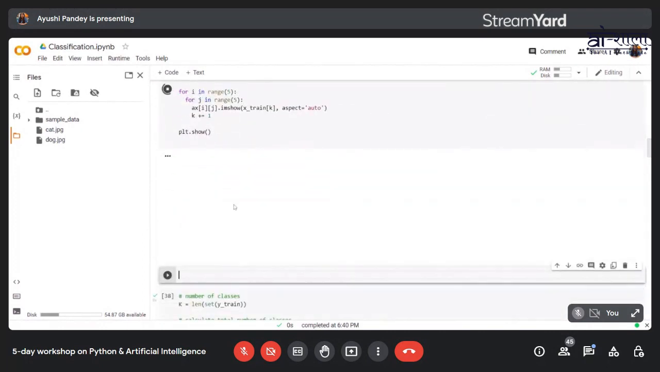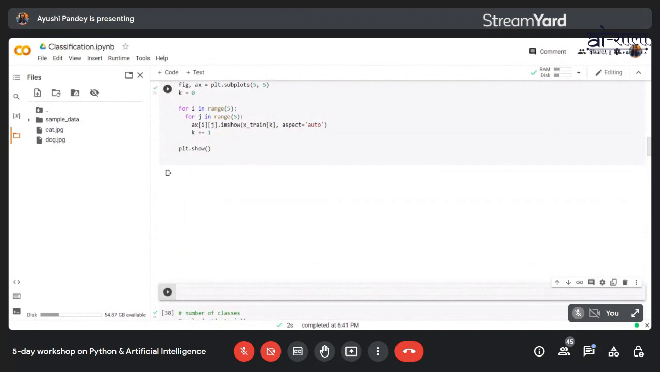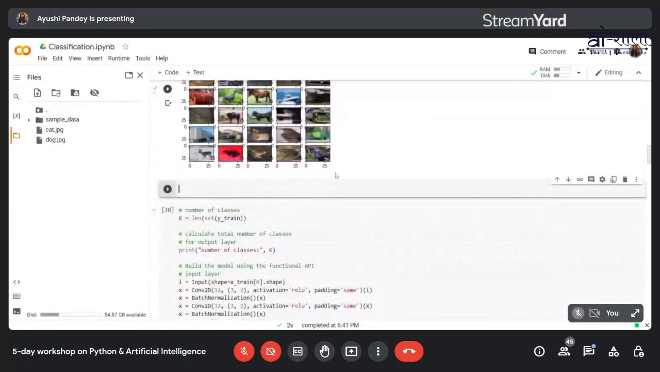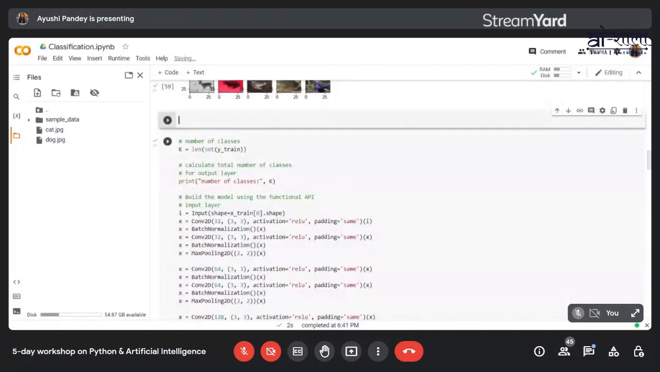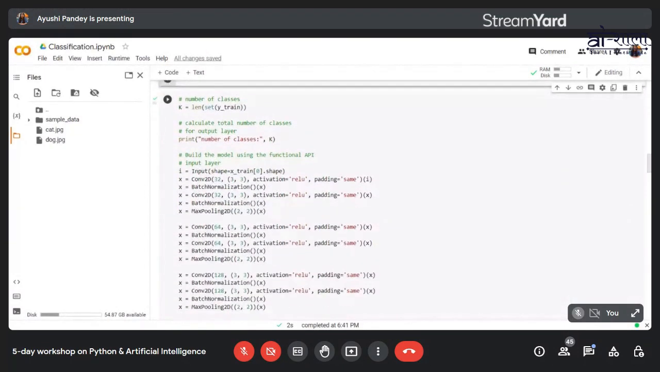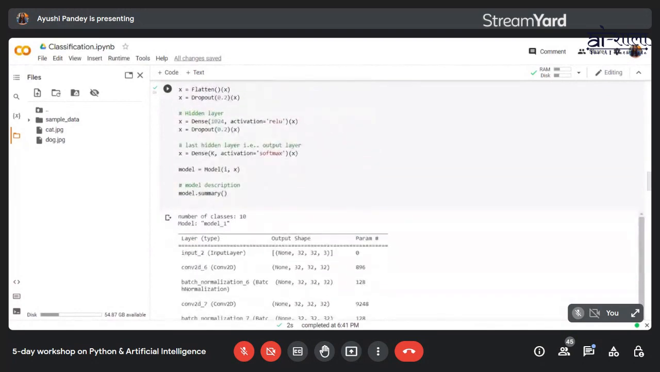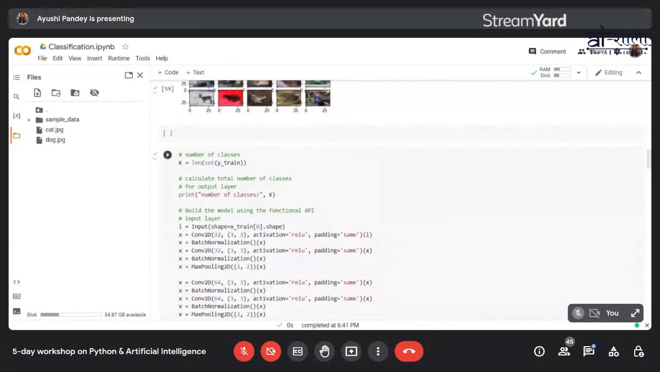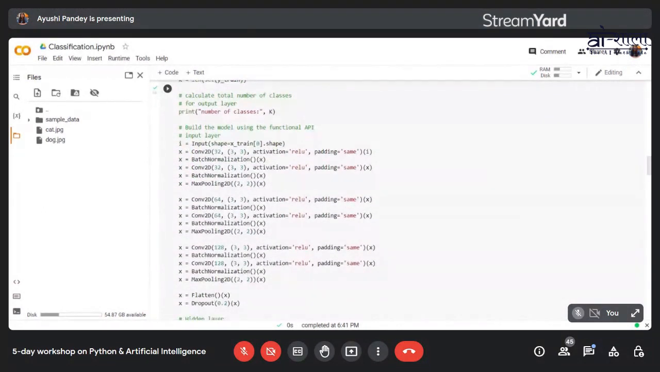Now this is the visualization. So this is the first image, the second, so these are the different images. I will run this first. So what is happening? I am finding the number of classes. It will tell me the number of classes.